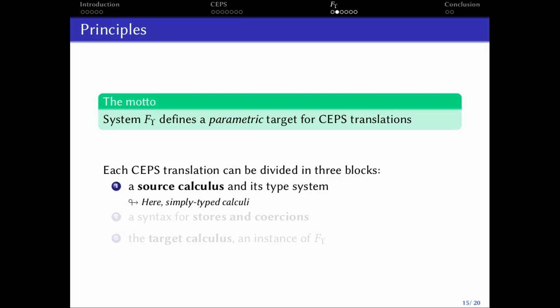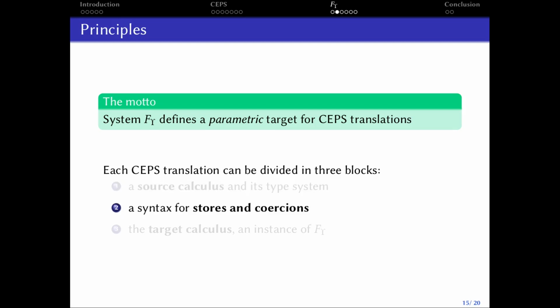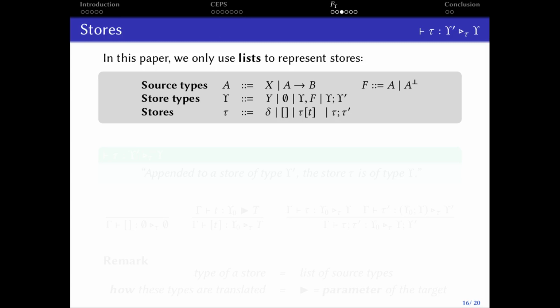The first one is the source calculus together with its type system. Here we will only present simply typed calculi, or at least in the paper that's what is done. Then we need the syntax to handle stores and coercions, and afterwards the target calculus, which is going to use the first 2 blocks, and it's going to be an instance of what we call F epsilon. In the paper we only use lists to represent stores, but we could also imagine using trees or whatsoever.